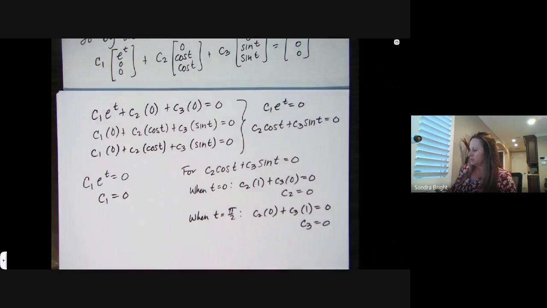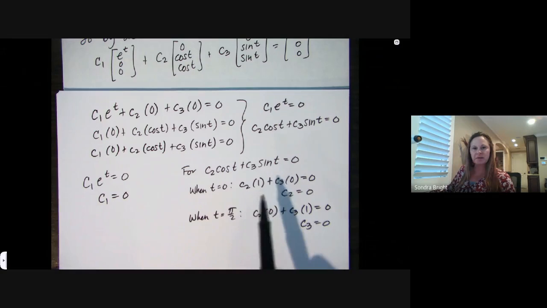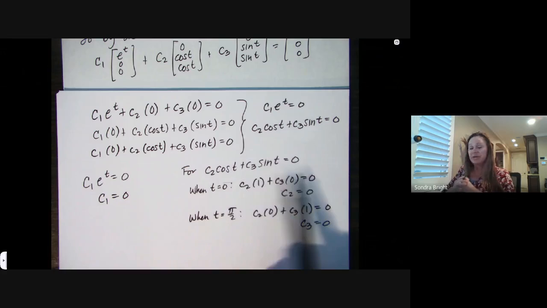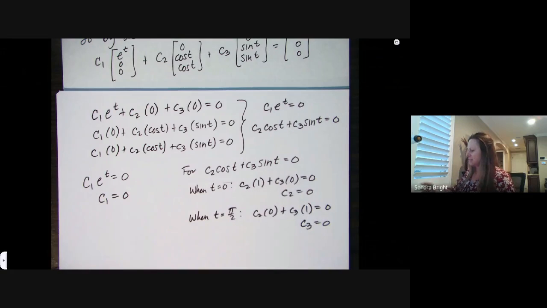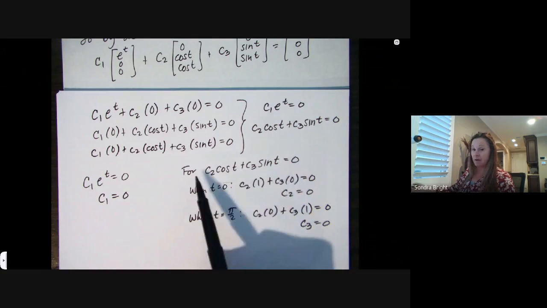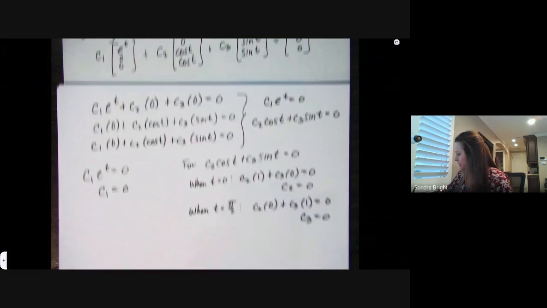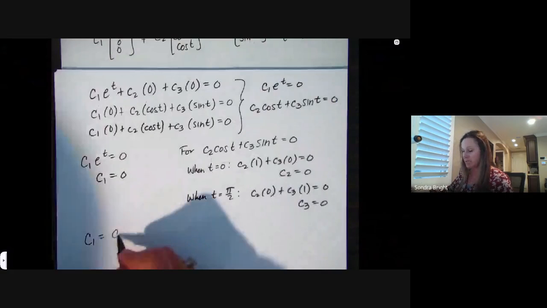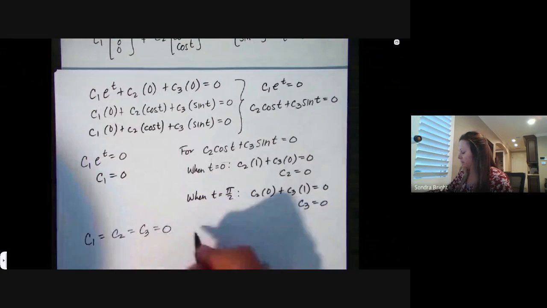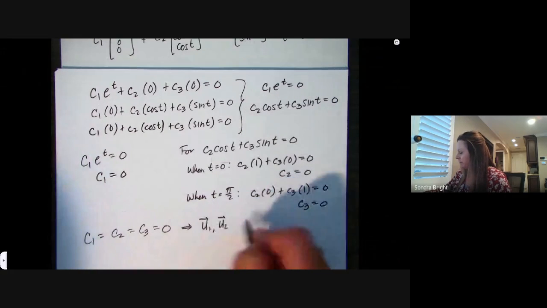There's no values of C2 and C3 that would, no matter what value of t you've got, make this equal to 0. Remember, it's got to be for every value of t that the C2 and the C3 would work, right? There's no combination of these guys. And so your conclusion is that C1, C2, and C3 are all equal to 0. And so here's an example of one where these guys are linearly independent.